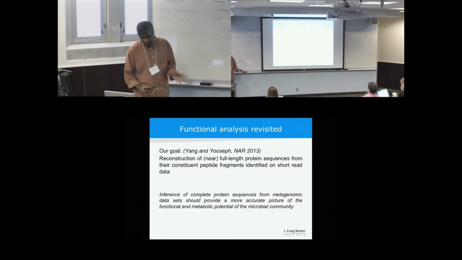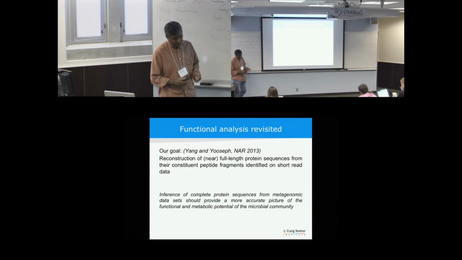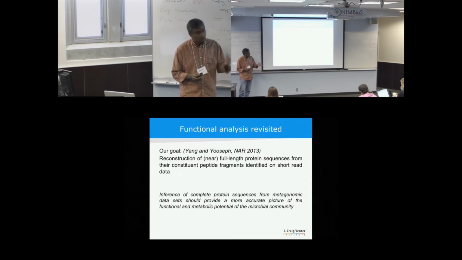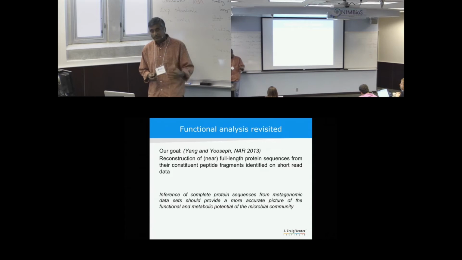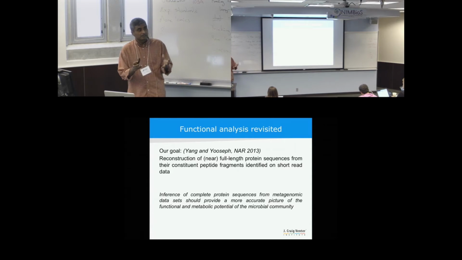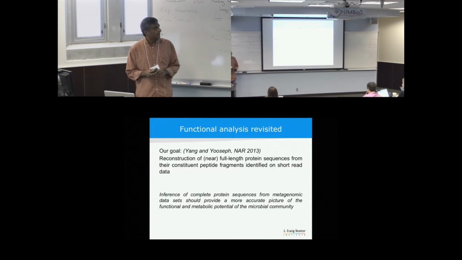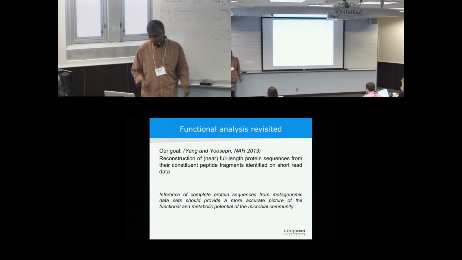So our focus really was this question: well, okay, if assembly is a bit of a challenge, why don't we, since our interest is in reconstructing protein sequences, jump straight to that question? Given a set of reads from a metagenomic sample generated from a community, can we reconstruct complete or near complete protein sequences from it directly?